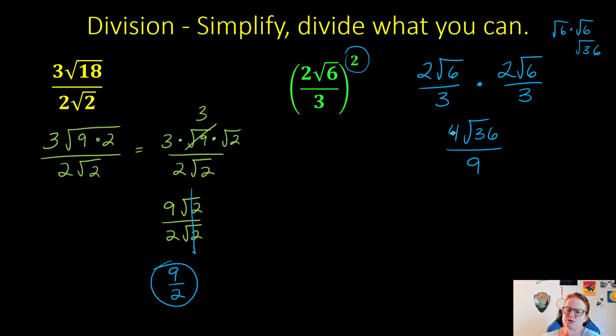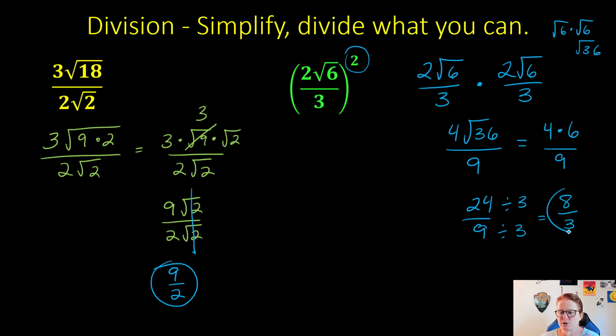Now look at this. I have 4 square root of 36, but the square root of 36 is 6. So I have 4 times 6 over 9, so I have 24 over 9. Be very careful here. It is a fraction. You must always simplify your fractions. You can divide both of these by 3, so you get 8 over 3 as your final answer.